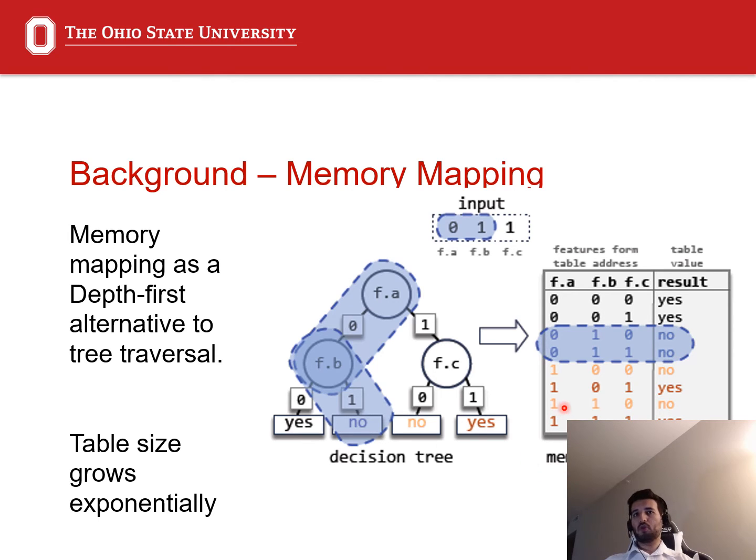And of course, while this provides an advantage of constant time lookup, it also grows exponentially on the number of features, which makes it impossible to memory map an entire random forest in this naive, simple way.